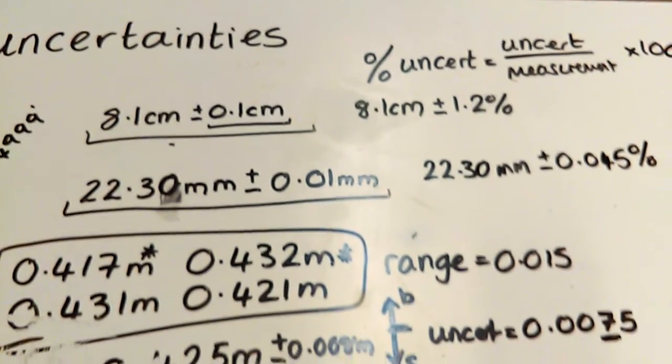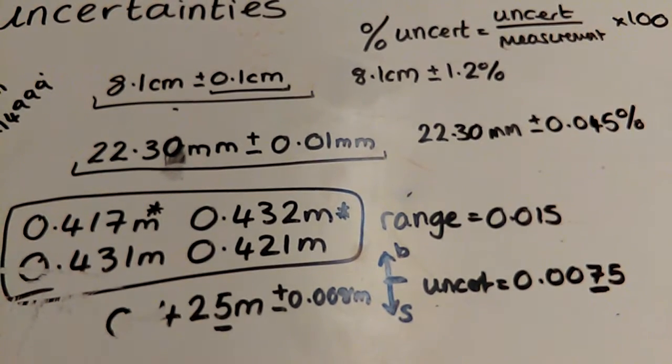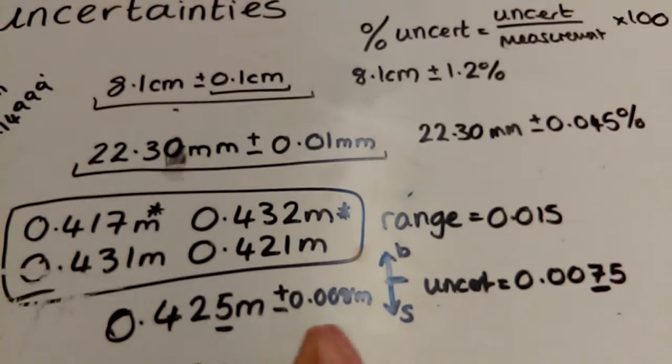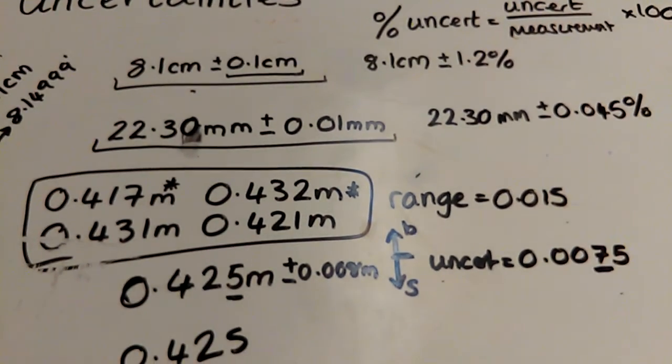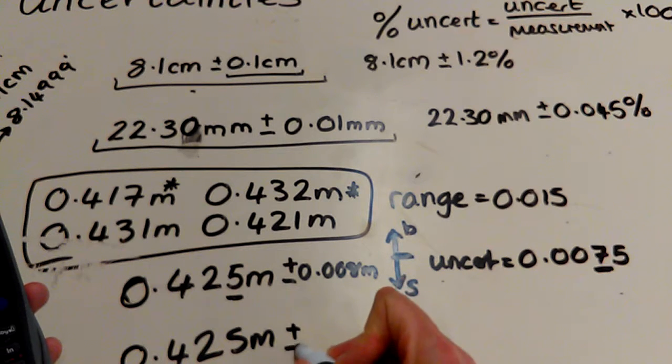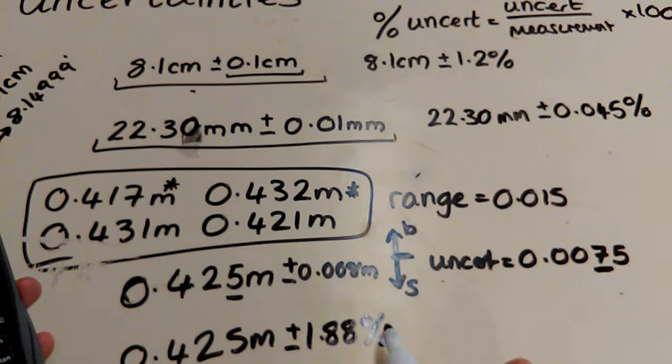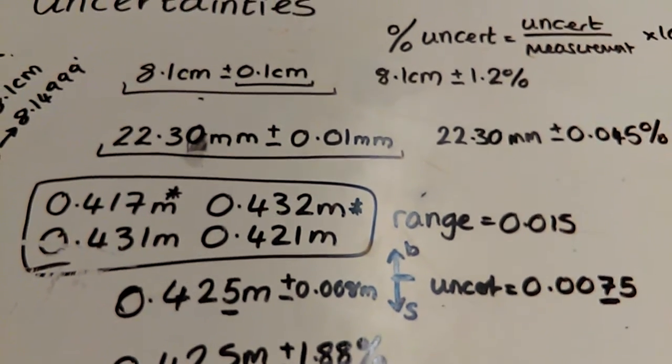Right, my last one down here. My answer was 0.425 plus or minus 0.008. To put it into percentage uncertainty, I'd write it as 0.425 metres. I've got to do 0.008 divided by 0.425, multiply it by 100 to put it into percentage, and I've got plus or minus 1.88%. So sometimes it is useful to know it as a percentage rather than absolute.